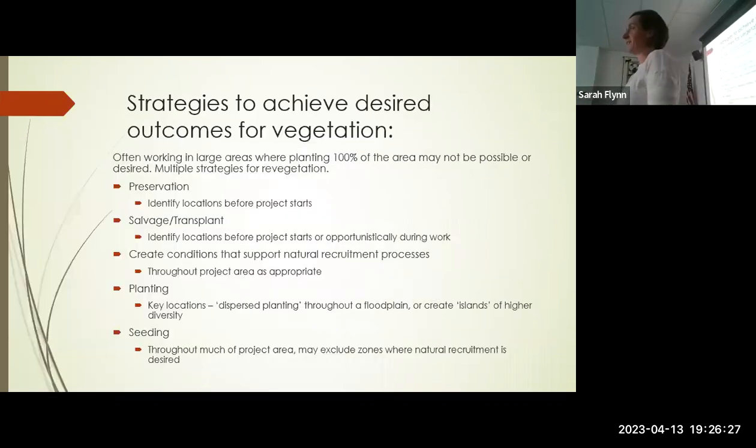So these are some of the main strategies that we use for revegetation. We'll go over each of them in a bit more detail, but I won't read them off to you. Preservation, salvage, and transplant are very important, but we'll go over that too. Really creating conditions that support natural processes is a big thing that we like to try to do.